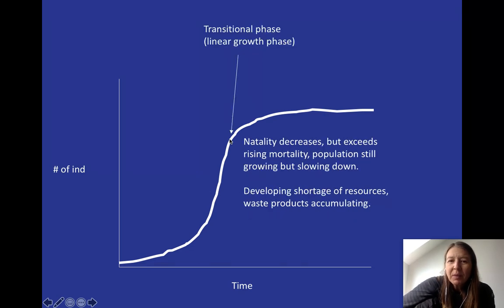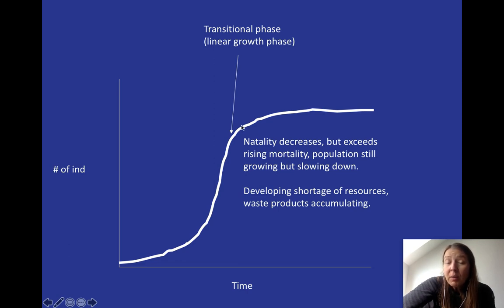But all of a sudden, it gets to a point where resources become a little bit more limited. If there's not quite enough resources, then natality is going to decrease. Not quite as many babies are going to be born because there's just not enough food to make sure that individuals have enough energy to have offspring. So natality is going to decrease, but more are still born than die, because the population is still growing. That means there are more births than there are deaths.